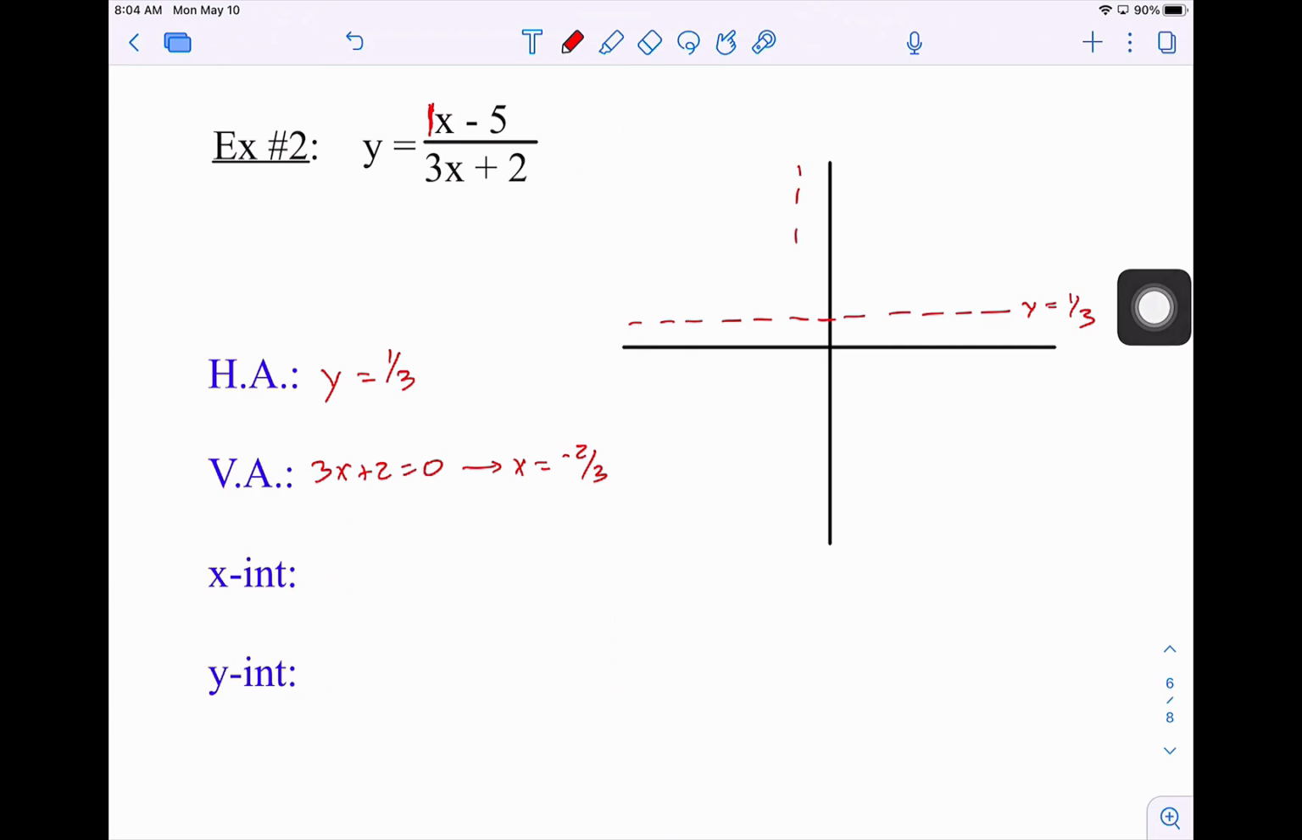Let's put that in here. There's my approximate vertical asymptote.